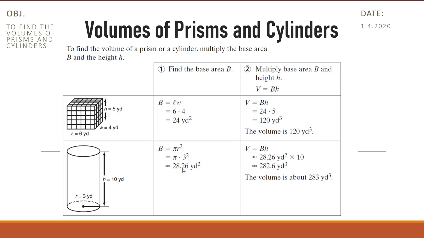You can use the calculator to find the base area. And now to find the volume, multiply by the height, which is 10 yards, and we have here the volume approximately about 282.6 yards. So guys, we will use a calculator to find pi. But also we can do something else before we calculate. We can estimate the answer.